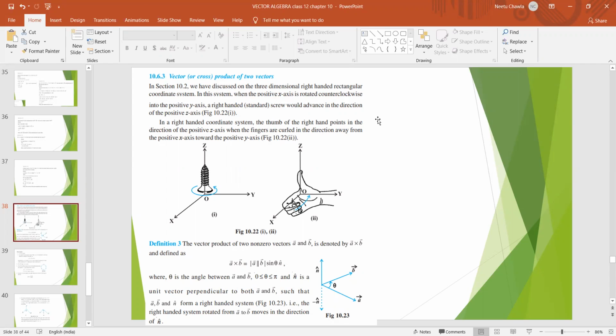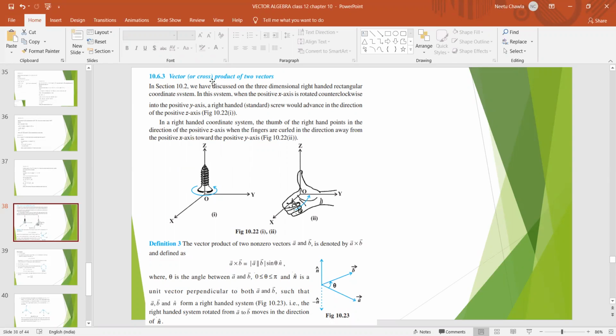We have discussed the three-dimensional right-handed rectangular coordinate system. In this system, when the positive x-axis is rotated counterclockwise into the positive y-axis, a right-handed screw would advance in the direction of the positive z-axis. Let's see here, this is your positive x-axis and this is your positive y-axis. If I am turning this x-axis towards this y-axis and just keep on rotating, this is shown in the form of a screw, and this is going in the direction of the positive z-axis.